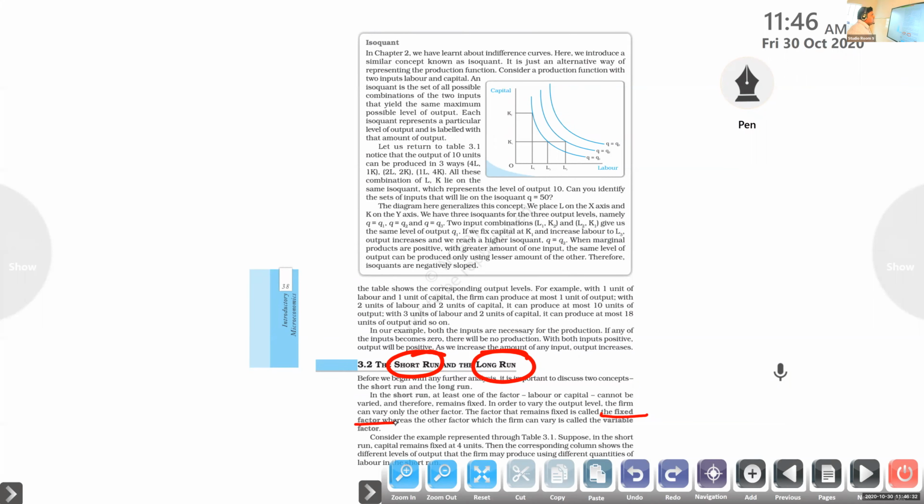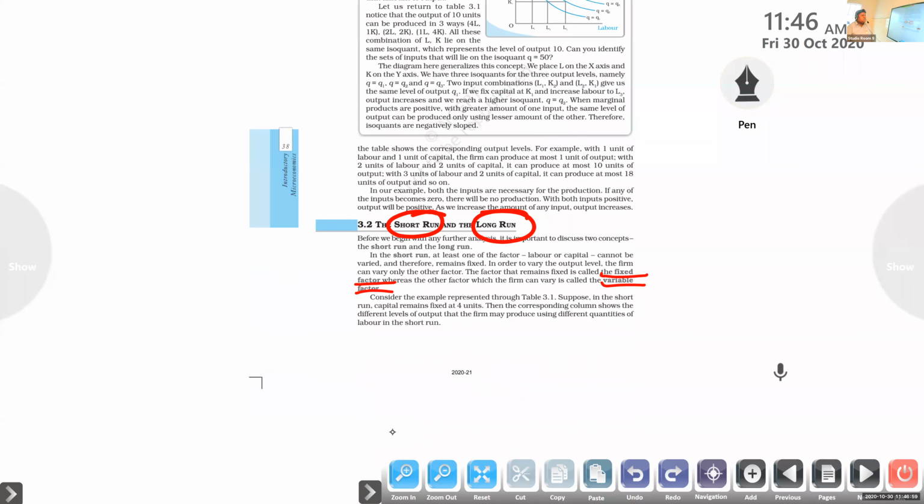The firm will change that input, but one factor always remains constant and is not changing. That is called the fixed factor, whereas the other factor which the firm can vary is called the variable factor. The changing factor is called the variable factor, and the non-changing factor is called the fixed factor.